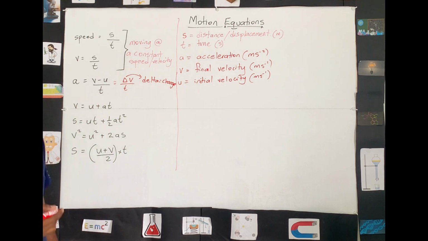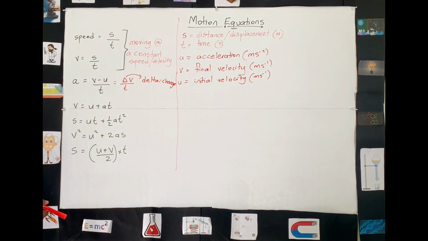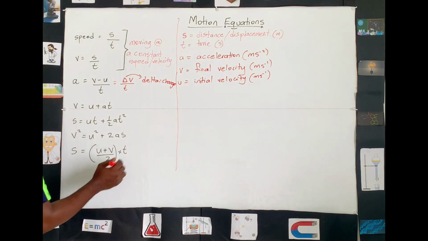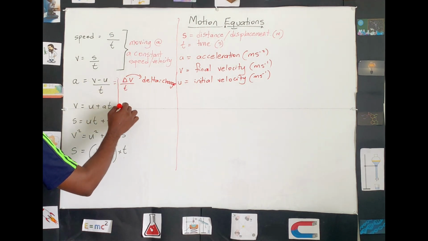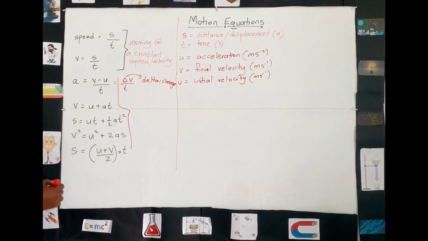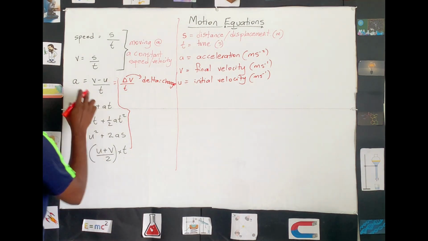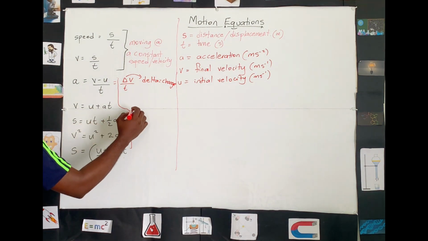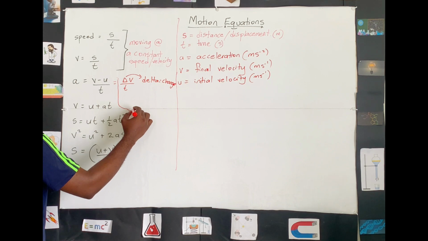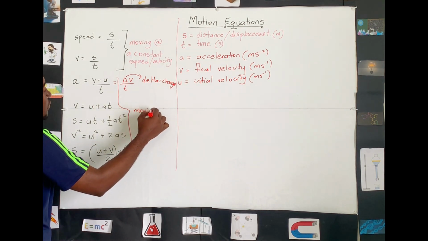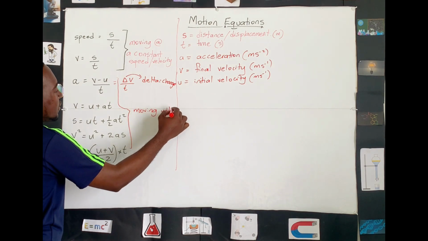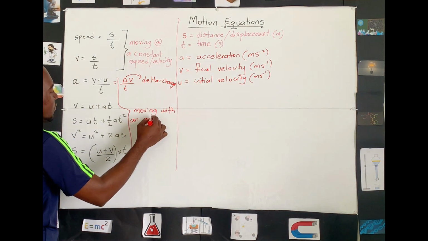What you notice here, except for the last one, is that all these formulas have something unique, and that is they all have a in their formulas. So that tells us that we only use these when the object is moving with an acceleration.